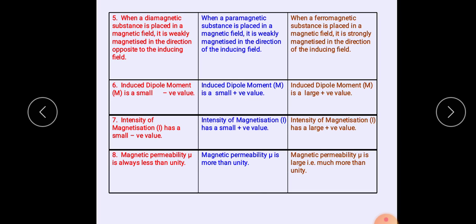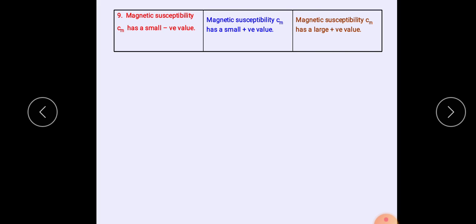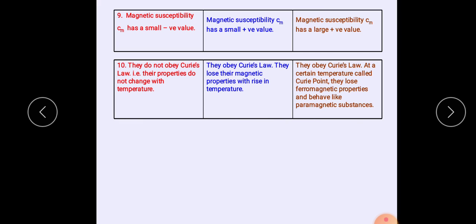Now the magnetic permeability for diamagnetic substances is less than unity, that means less than 1. For paramagnetic substances, it is more than 1, and for ferromagnetic substances, mu is large, that is much more than 1. Then magnetic susceptibility, chi, has a small negative value for diamagnetic substances. Susceptibility is positive and small for paramagnetic, and it is large and positive for ferromagnetic substances.